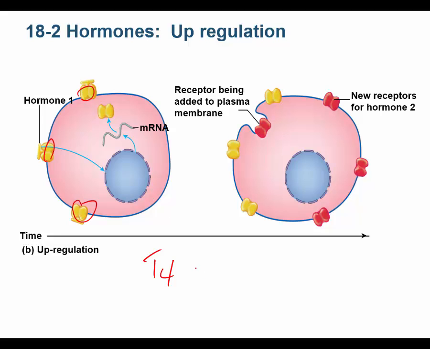For example, T4 leads to the upregulation of epinephrine receptors. So epinephrine only has its maximal effect when you have a normal amount of T4. If you have hypothyroidism, epinephrine won't have its normal effect because there won't be as many receptors on the cells for epinephrine. So this can occur. You can have some hormones upregulate for other hormones. So just like we have downregulation, we also have upregulation.